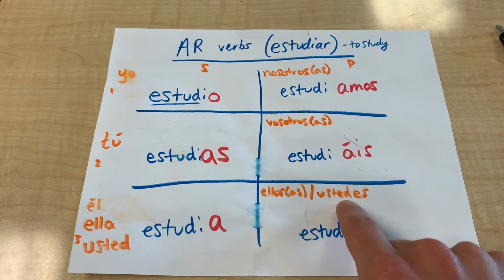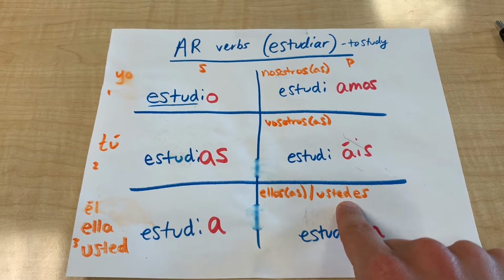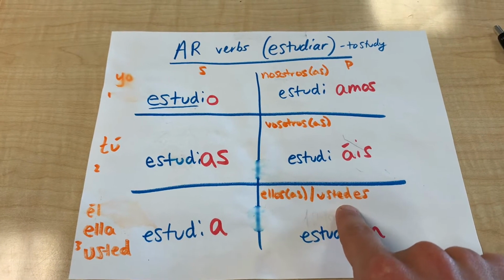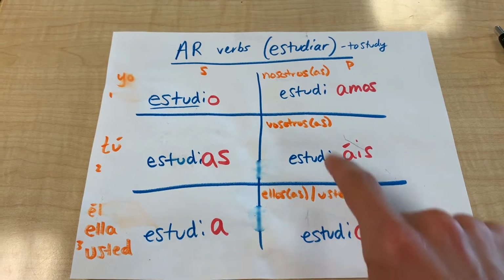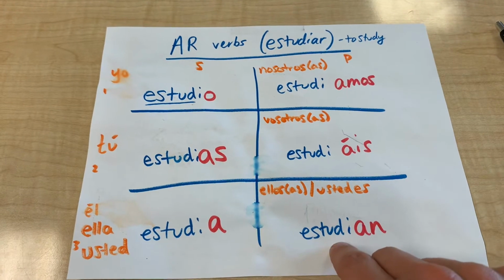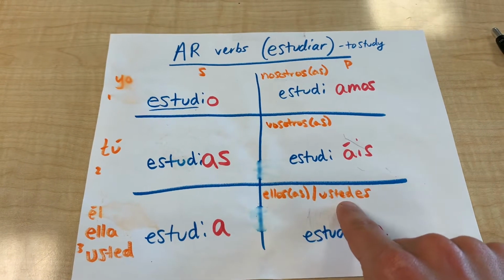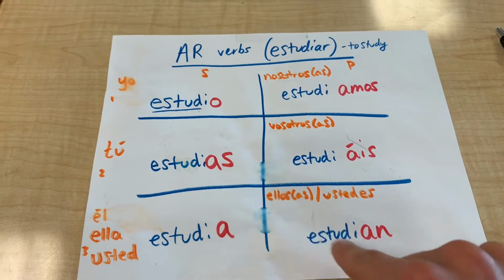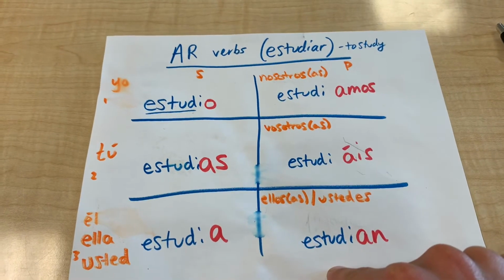This is, in Spain, the formal way to say you all. And in Latin America, it's the way that we always say you all. We don't use vosotros in Florida or in Latin America, generally speaking. Ellos, ellas, ustedes estudian. So they study or you all study, right?